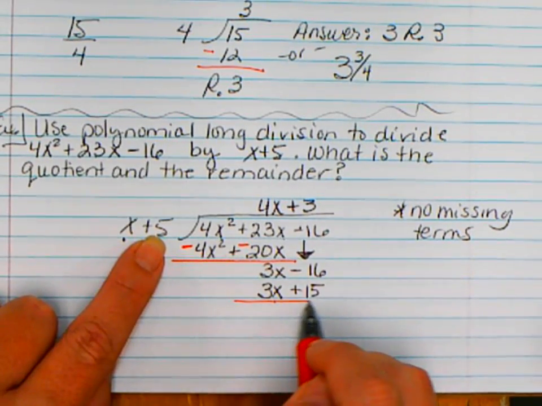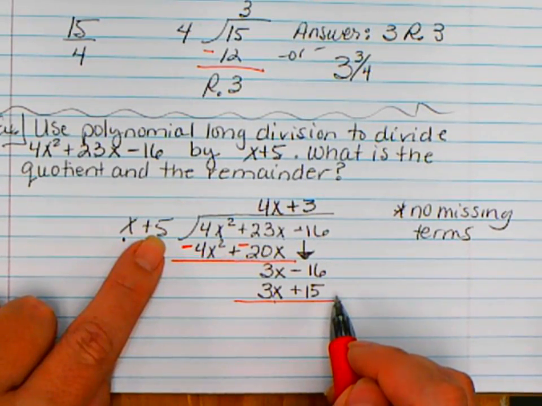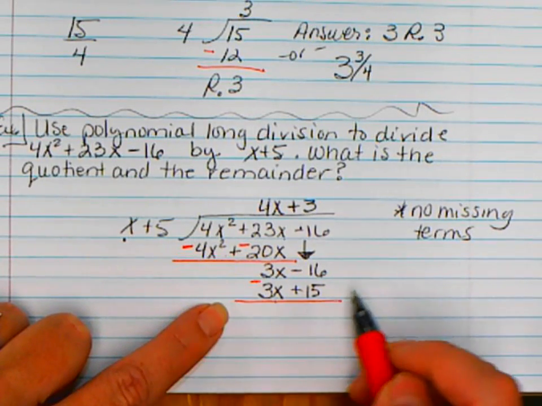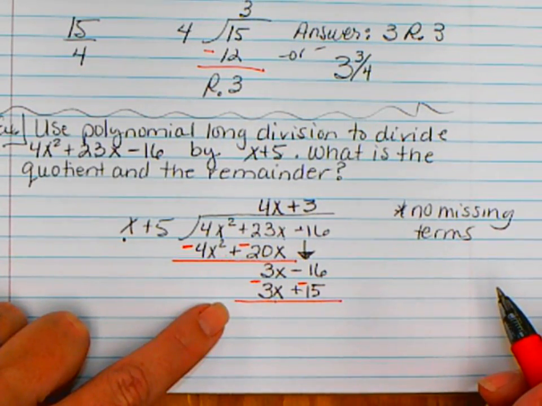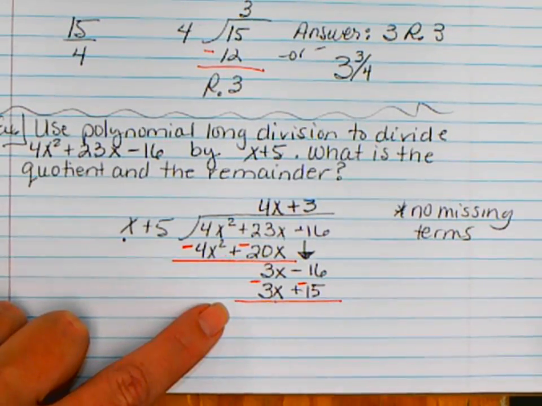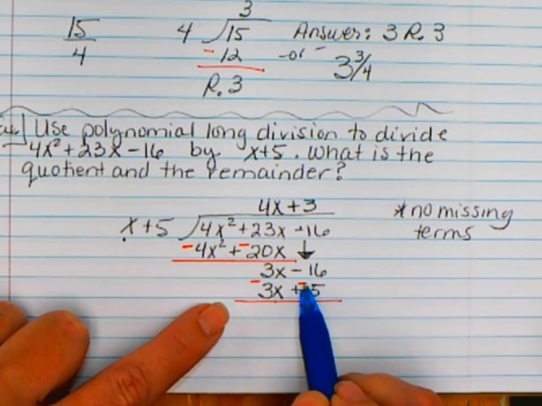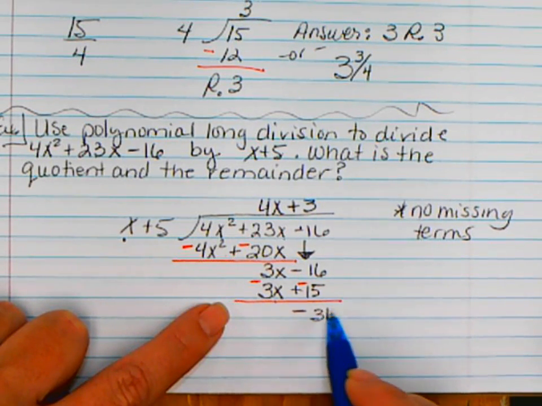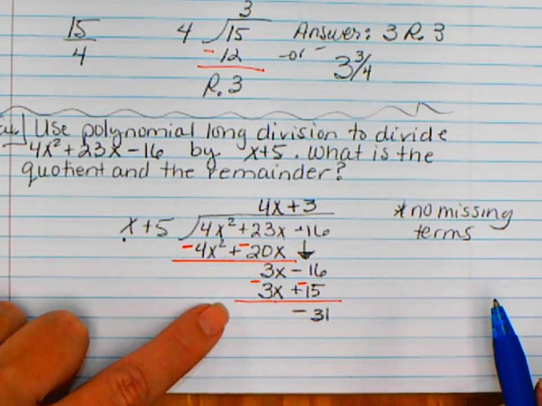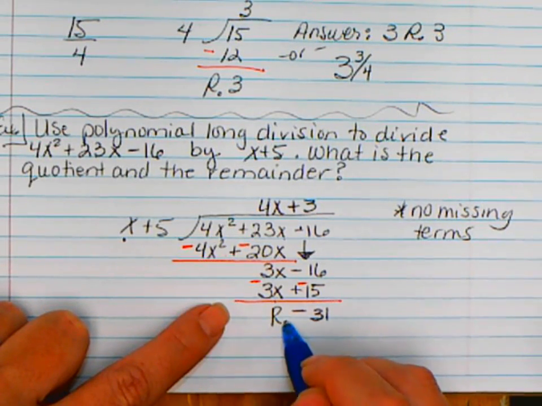Draw a line and change the signs, both of them. So this 3x will become negative 3x. This positive 15 will become negative 15. So 3x minus 3x is 0. If it doesn't cancel, you did something wrong. Negative 16 minus 15. Negative what? 31. Is there anything else to bring down? No. So my remainder is negative 31.